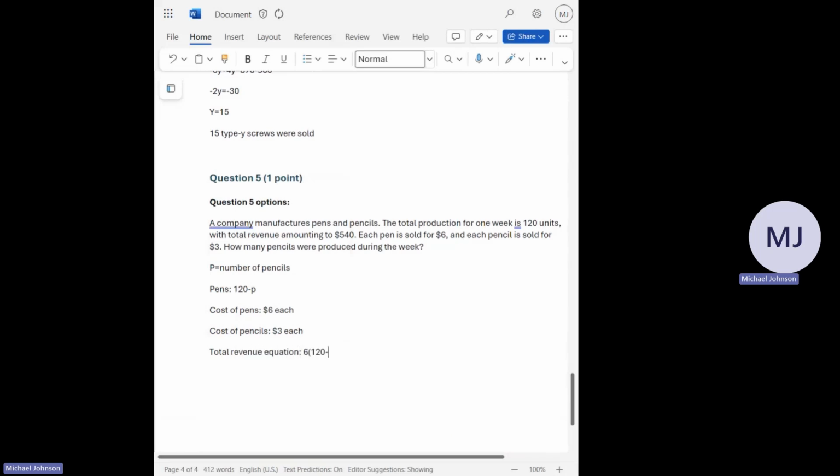So the total revenue equation, 6 times (120 minus P) plus 3P equals 540. And then you want to rearrange it. So 6 times 120 is 720. 6 times negative P is negative 6P, plus 3P equals 540. Bring all the numbers to one side. It's negative 6P plus 3P equals 540 minus 720.